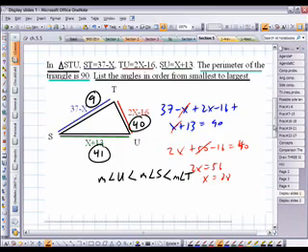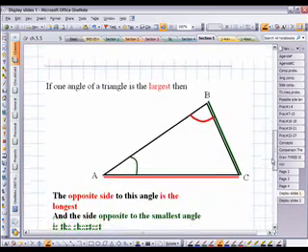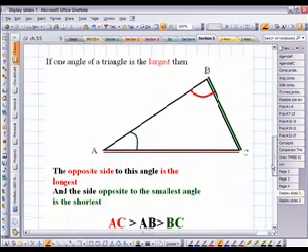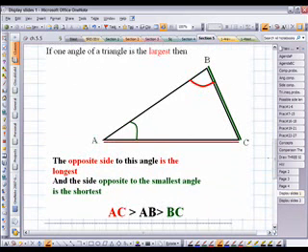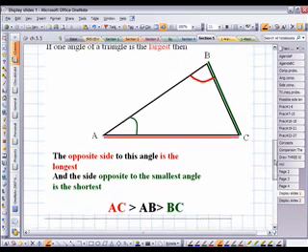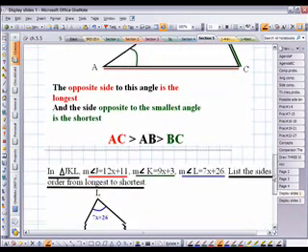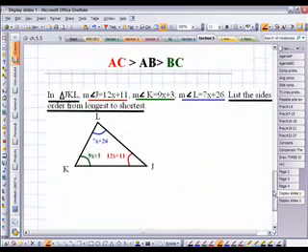So smallest angle opposite smallest side, biggest angle opposite biggest side. It works both directions. So if you have a large angle, then the side opposite is the largest. If you have a small angle, the side opposite is the smallest. So this idea goes both directions.